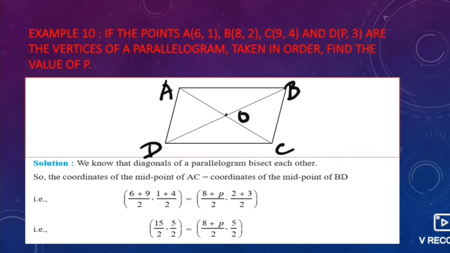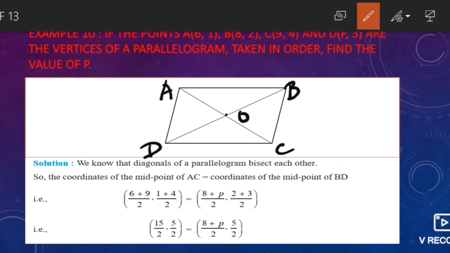Now question number 10. The points A, B, C, D, whose coordinates are given, where the D coordinate is (P, 3), are the vertices of a parallelogram taken in order. Find the value of P. Since ABCD is a parallelogram, and the diagonals of a parallelogram bisect each other, the diagonals AC and BD bisect each other. So this point O is the midpoint of AC and BD.